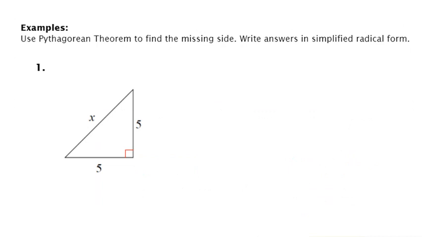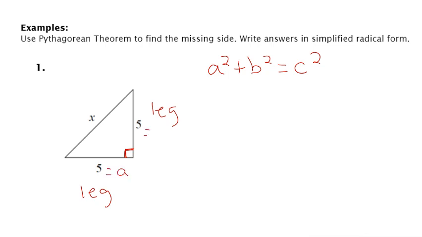In the first example, we have a right triangle, and again, we're going to use that relationship: a squared plus b squared equals c squared, or the leg squared plus the leg squared is the hypotenuse squared. If I look at my right angle, two legs are given here, so I'm going to call one of them A and one of them B. The goal of the problem is to find my C value, or my hypotenuse. So we're going to substitute those values into our formula and solve for the hypotenuse.